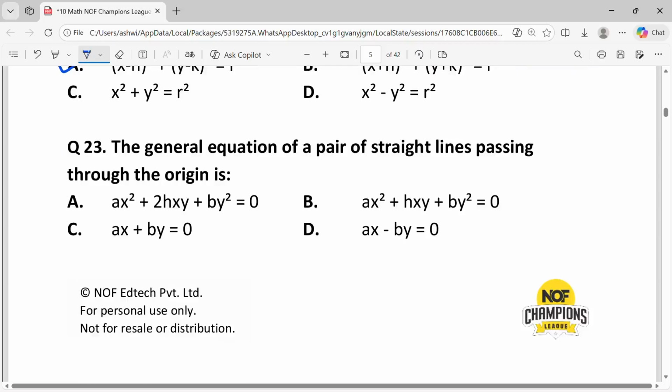Question 23. The general equation of a pair of straight lines passing through the origin is. The answer is A. Ax square plus 2hxy plus by square equal to 0. The general equation of a pair of straight lines passing through the origin is a homogeneous equation of degree 2 in x and y.